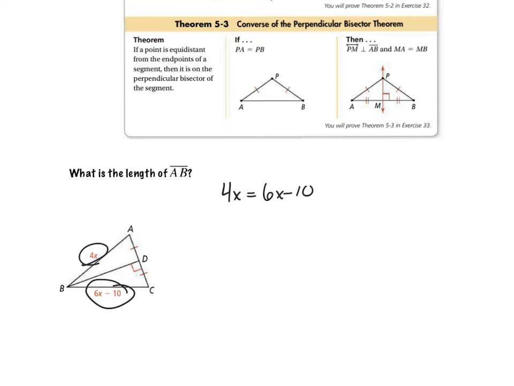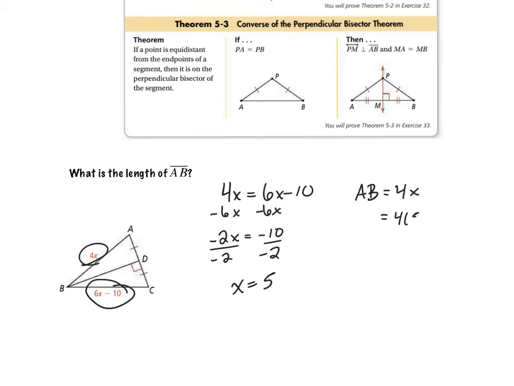So let's subtract 6x. And so I have negative 2x equals negative 10. Divide by negative 2, so x is equal to 5. Right, and now if I want to find the length of AB, which I know was 4x, you can take that and plug it in. So 4 times 5 gives me 20.